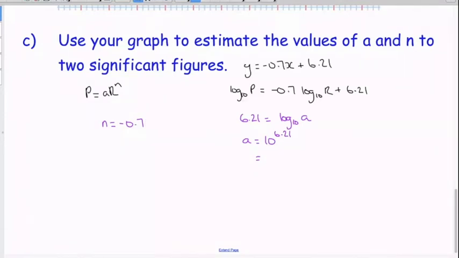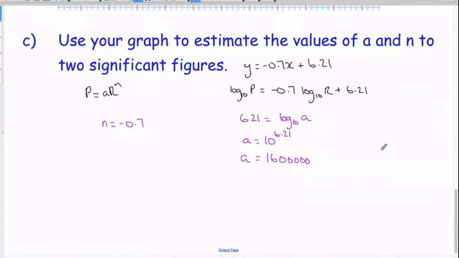The other number though, 10 to the power of 6.21, is, to two significant figures, 1.6 million. Okay, so that's the answer to this question.